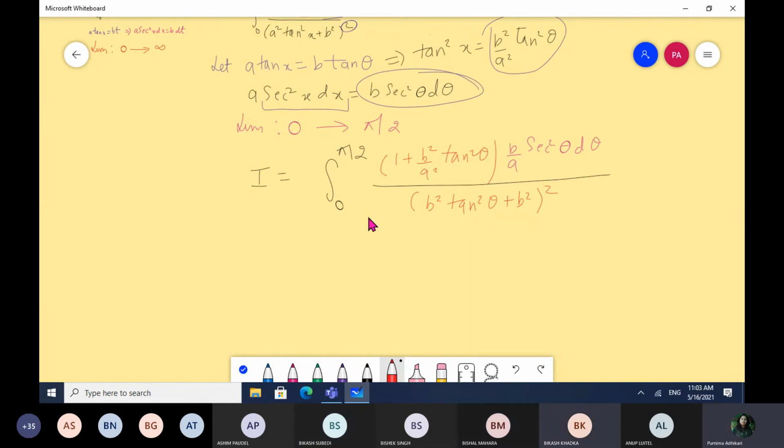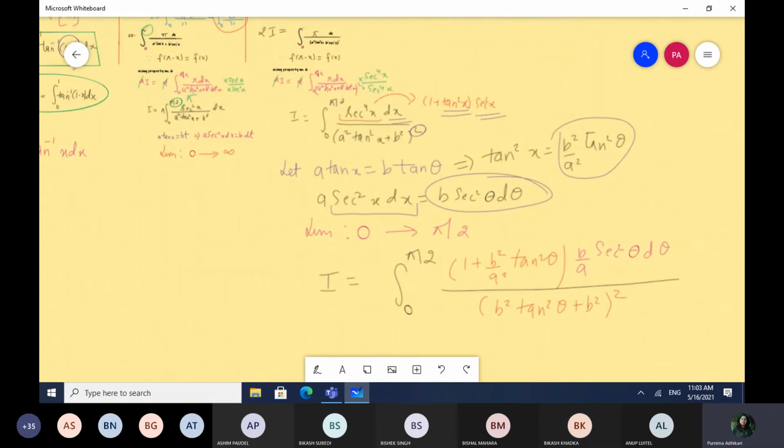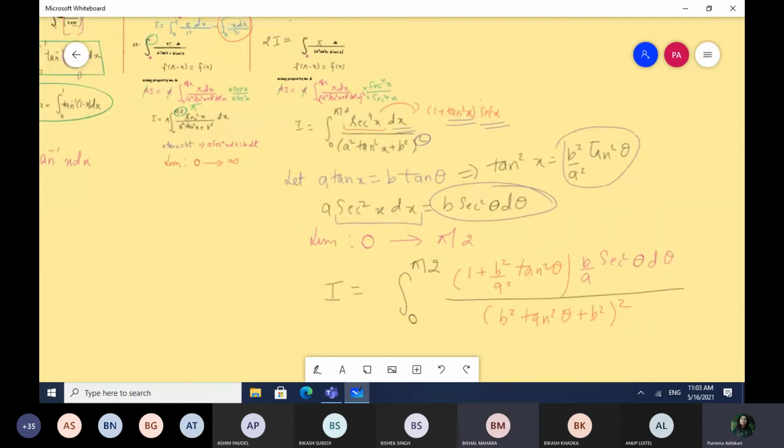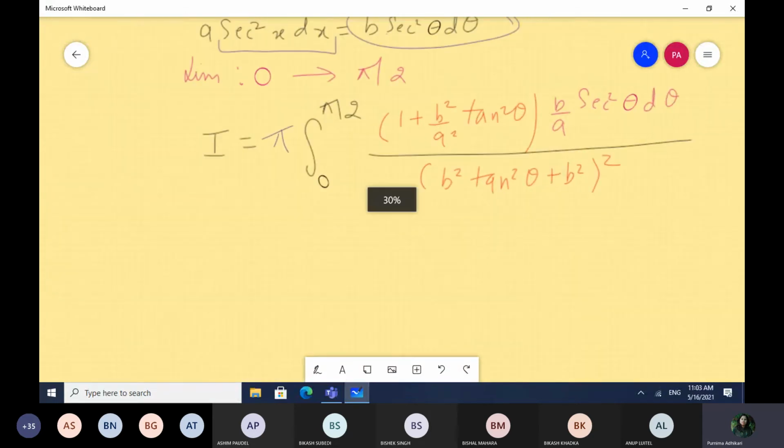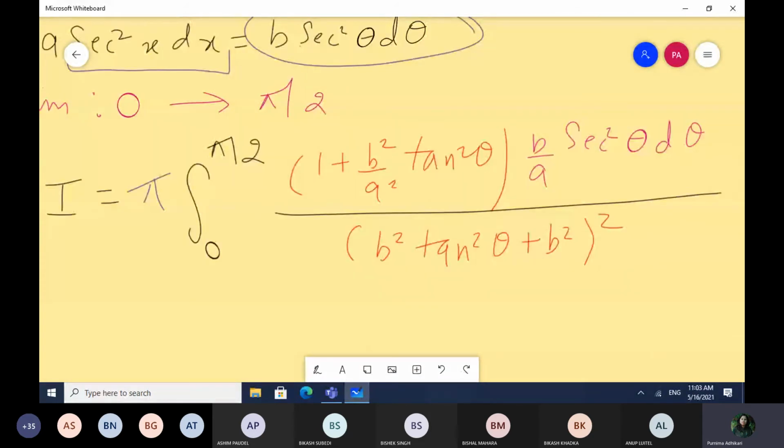Ma'am, pi is missing in the numerator. What is missing? Pi? Oh yes. Pi is always there. Pi is there. Okay. Pi is there. So what next? Let's just simply look at this expression and now go for solution.